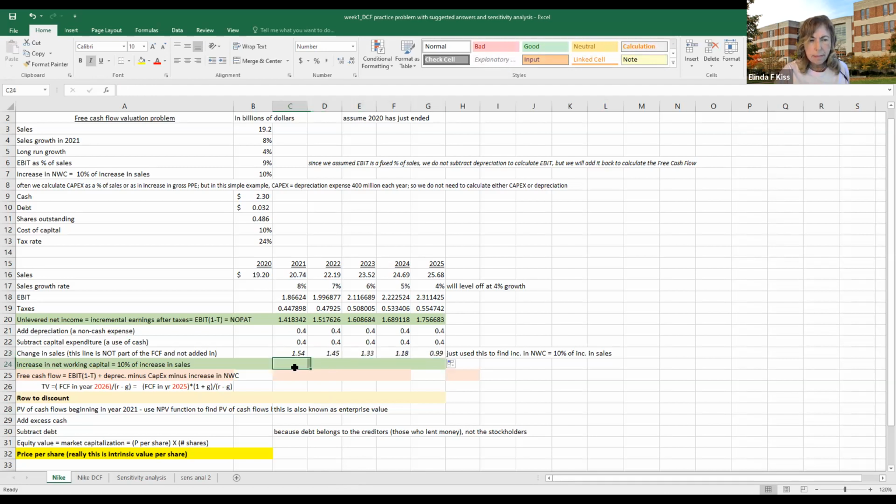And now to get my increase in net working capital, I said it is just 10% of the increase in sales. So again, I'm going to use the number I have here multiplied by the change in sales number. And again, I'll make this a constant before I drag it across.